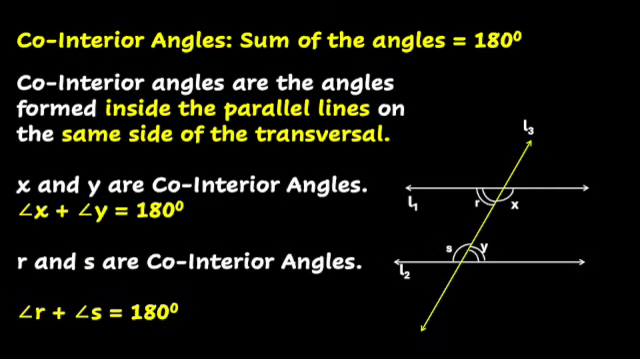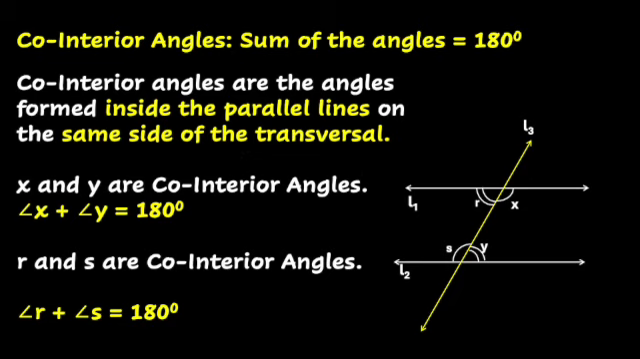Let's now talk about co-interior angles, where the sum of the angles is 180 degrees. Co-interior angles are the angles formed inside the parallel lines and they are on the same side of the transversal. Now have a look here, angle X and Y are interior angles and they are on the same side of the transversal. So we can write here angle X plus angle Y equal to 180 degrees.